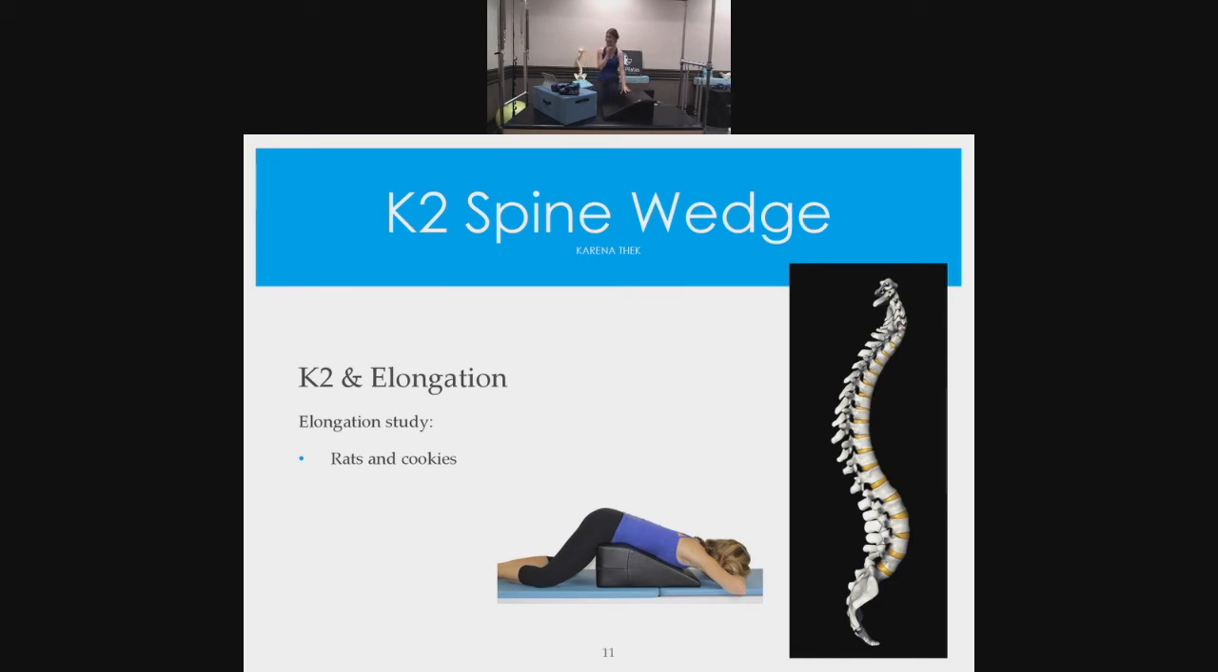On the screen, if you're watching the screen, or in your notes, you'll see a little thing there that says rats and cookies. And this is my reminder to myself to tell you about this study. There's been a lot of really great elongation studies out there, but one of my favorites is the rat and cookie study. There was a group of scientists, and they wanted to study the effects of elongation on the spine. Was the elongation lasting, and did it have a lasting effect?